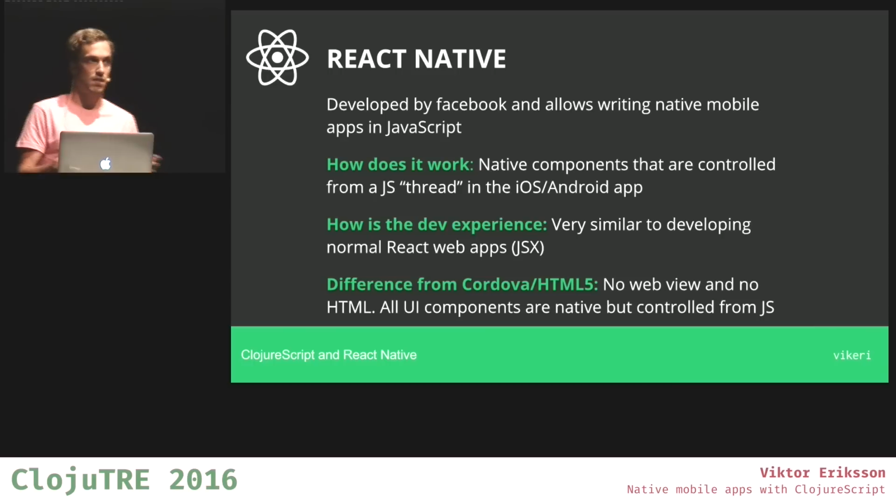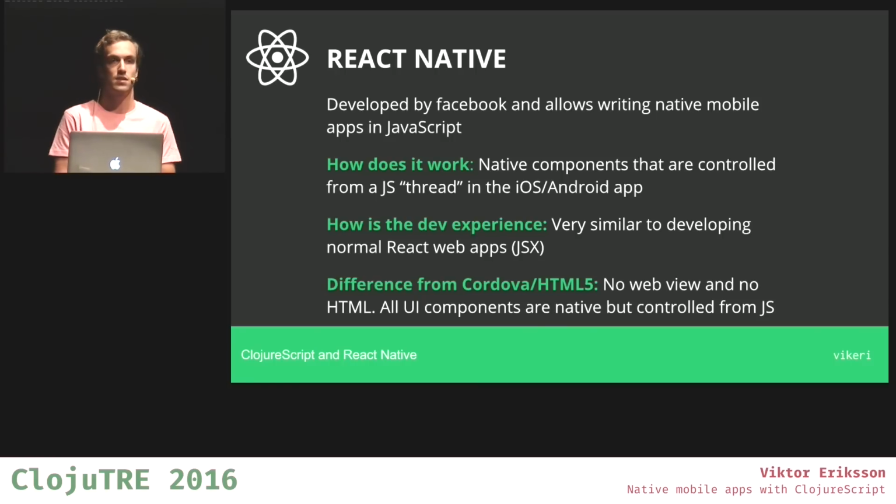And some of you might think, well, this sounds like something that we've heard about before, Cordova, Ionic, not too good performance-wise. But it's different, because in Cordova, what you have is basically a web view with an HTML page that is rendered. And the difference is, in React Native, there's no HTML, and there's no DOM. You just have JavaScript that controls pure native components.